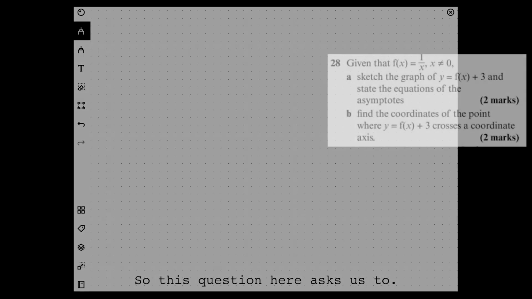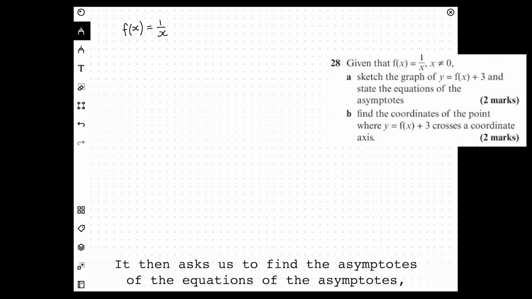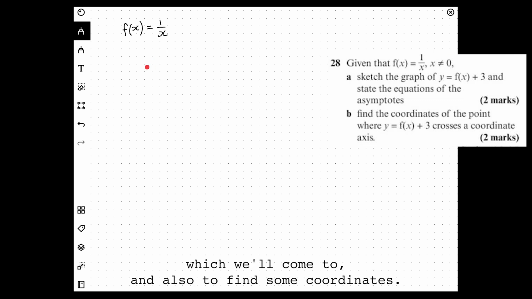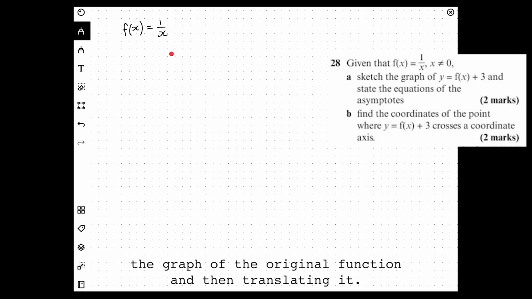So this question here asks us to translate this function 1 over x by plus 3. It then asks us to find the asymptotes, or the equations of the asymptotes, which we'll come to, and also to find some coordinates. Now, I would always start off a question like this with drawing the graph of the original function and then translating it.